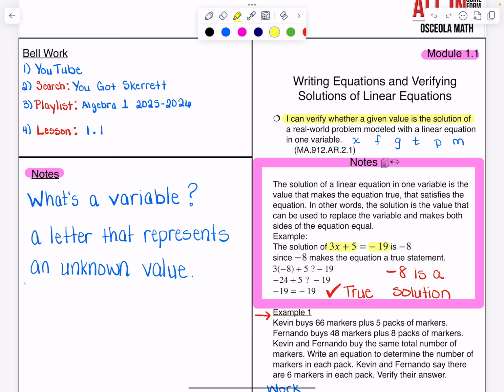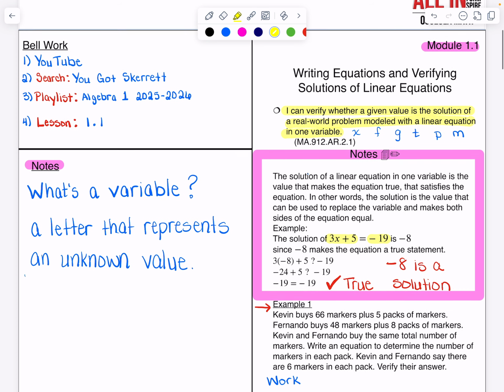It also has our learning standard, our learning target, our learning goal right on top. What are we expected to do today? I can verify a real world problem with a linear equation in one variable. What's a variable? A variable is just a letter that represents an unknown value, so some number. If this is that number, what do you do with it? Well, we put that number back into the equation, and that's called substitution. So we're going to be looking at those numbers today and some substitution, okay?